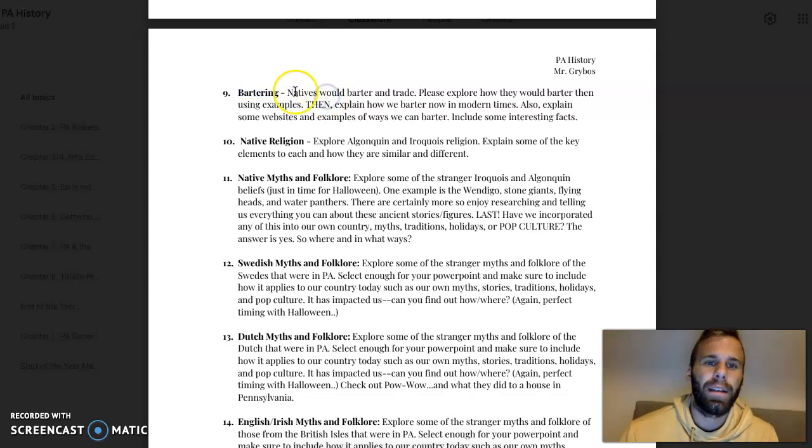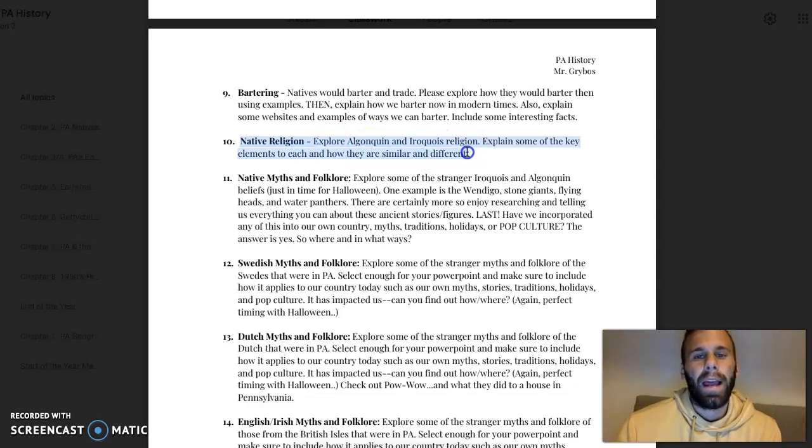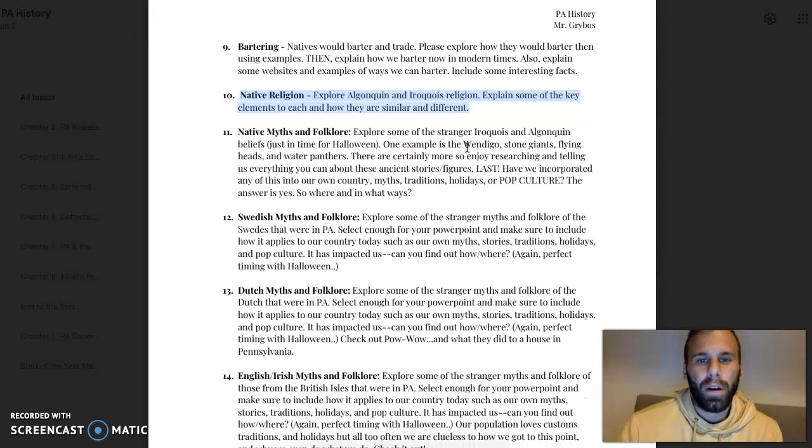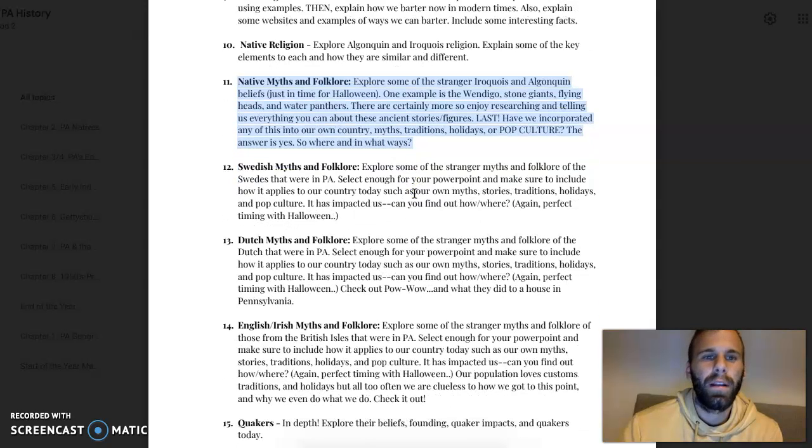So just basically give me an overview of what the natives would do, what they would trade, and with whom, and then how we still barter today, and give me some interesting stories like the one I just gave you. You also have native religion, so you can dive deeper than we have just on the Iroquois and Algonquin, what they believed, and you can even tie it into Christianity. How is it similar, how is it different? Because you'll find a lot of parallels.